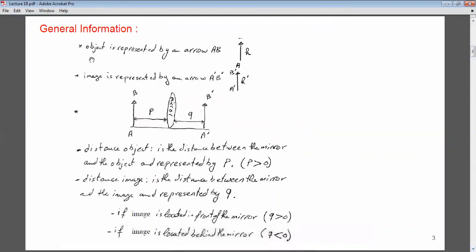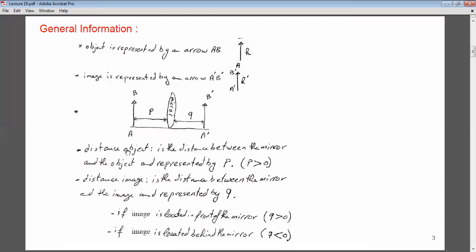General information. An object is represented by an arrow AB. So if we say there is an object AB placed in front of a mirror, we represent it by AB. The image, we will represent it by A prime, B prime. So for example, here we have a mirror. We have an object AB far from the mirror by a distance P. The image is formed behind the mirror with a distance Q, and it is A prime, B prime.